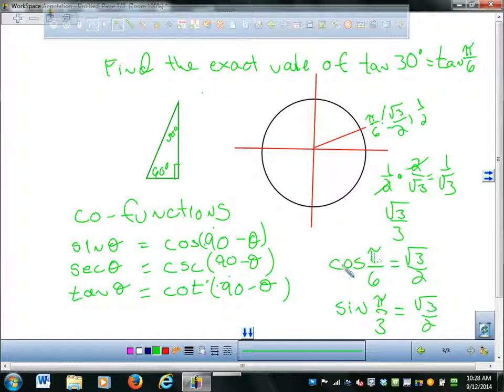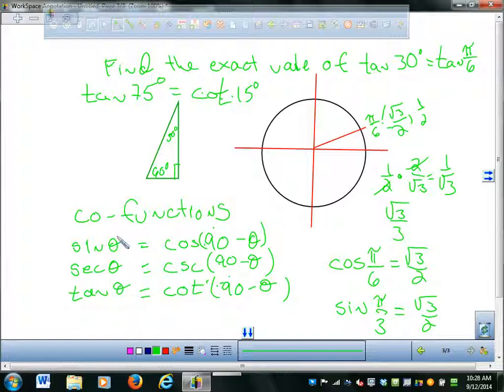So the cofunction is 90 minus whatever angle you're talking about, and it's going to give you the same value. Okay, so cosine of pi over 6 is the same as sine of pi over 3. Tangent of, I don't know, 75 degrees is the same as the cotangent of what? 15 degrees. So you just subtract from 90 and you get it. All right? Okay.